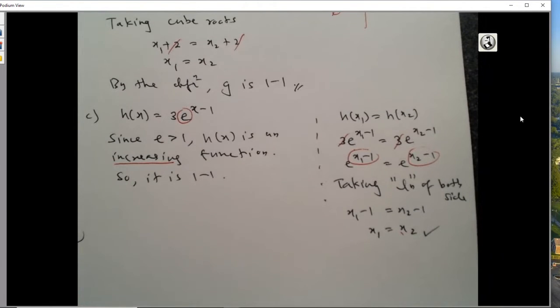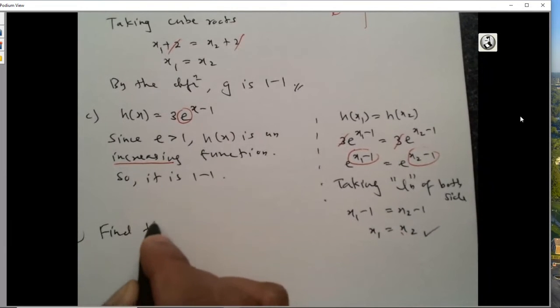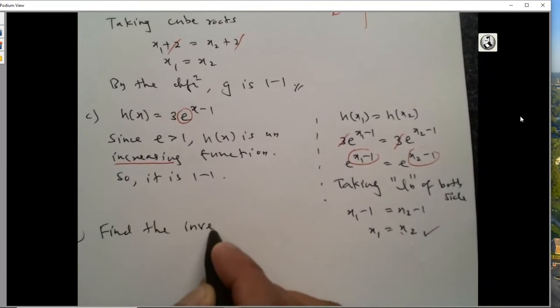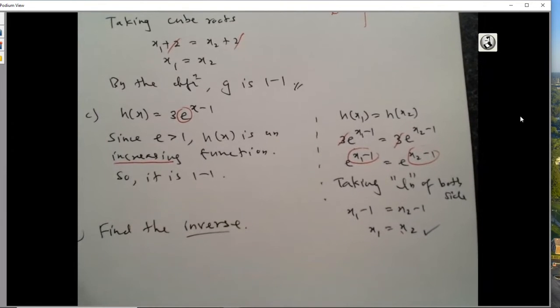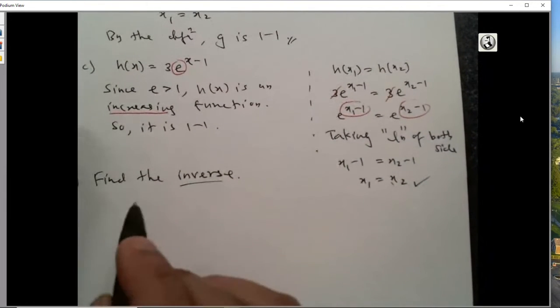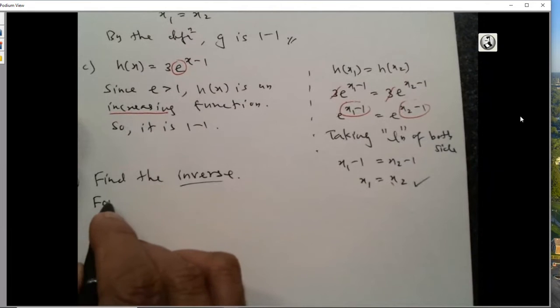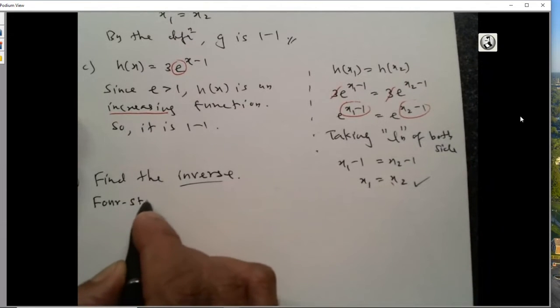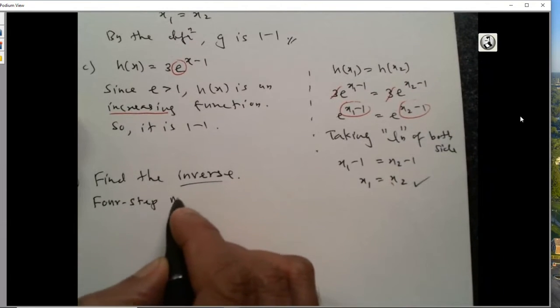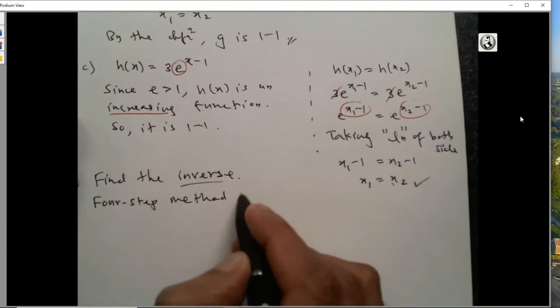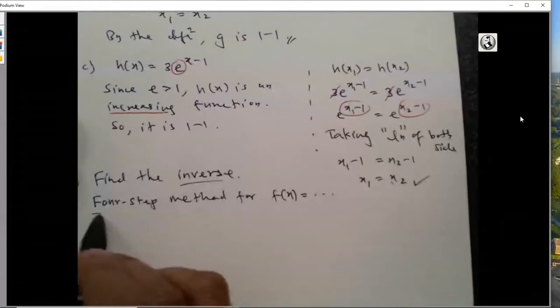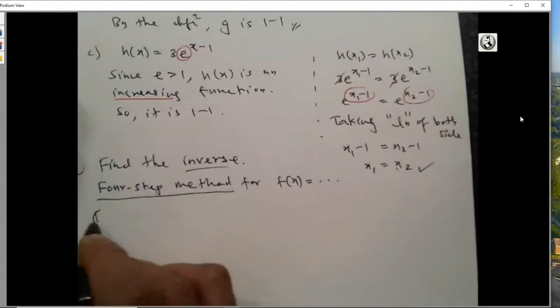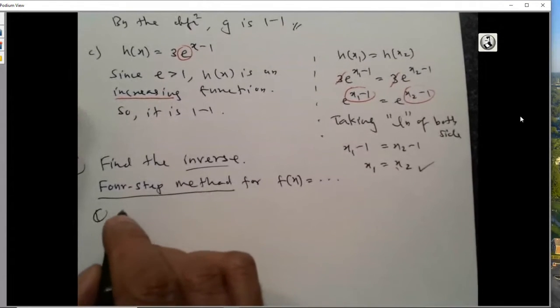Question number 3 is about finding inverses. Find the inverse. Anyone remember how to find an inverse? The four-step method. Exactly. We use the four-step method for f(x) equals something. What are the four steps? What's the first step?